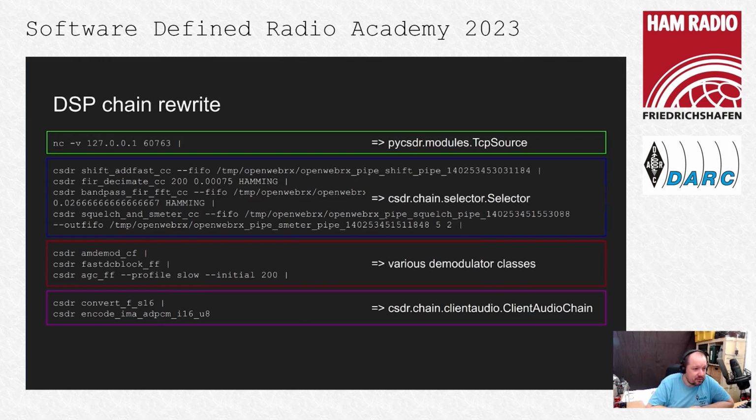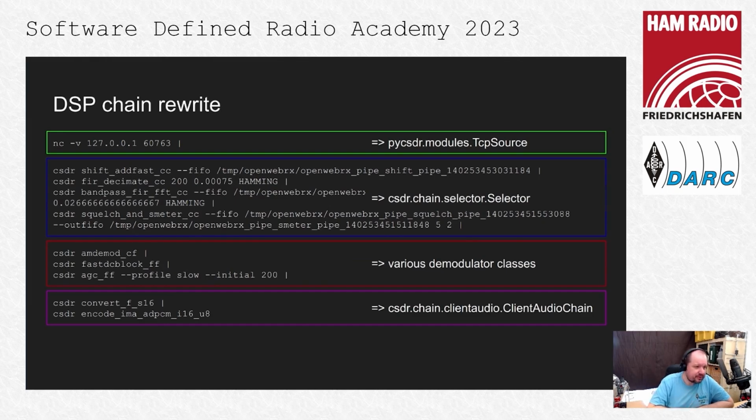The green box at the top, the NC command, that is basically just the source that provides us with the IQ data. It reads the data from the connector. And I've also included the class names of what it is now. So now, instead of NC, we're using a PyCSDR TCP source.